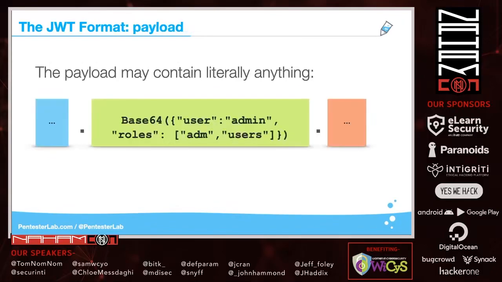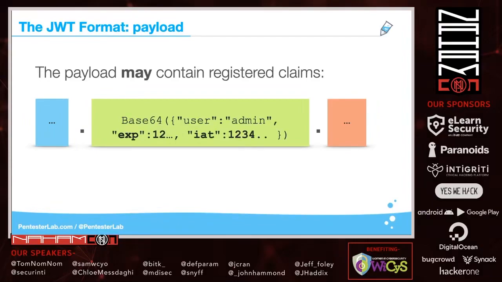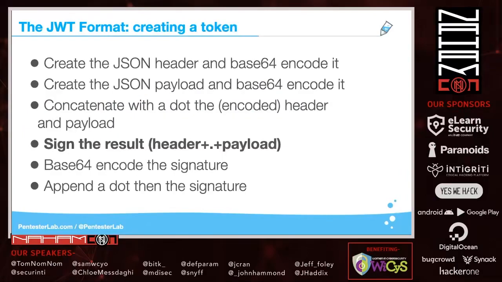So now the payload in the middle can contain literally anything, username, roles, whatever you want to put in it. It also has registered keywords, claims to say like, oh, for expiry, when this token will expire, or IAT for issued at, to say when that token was issued.